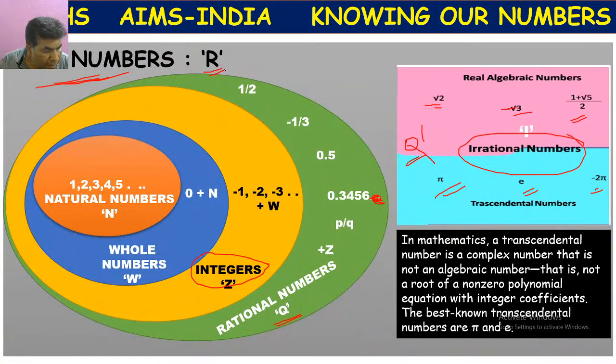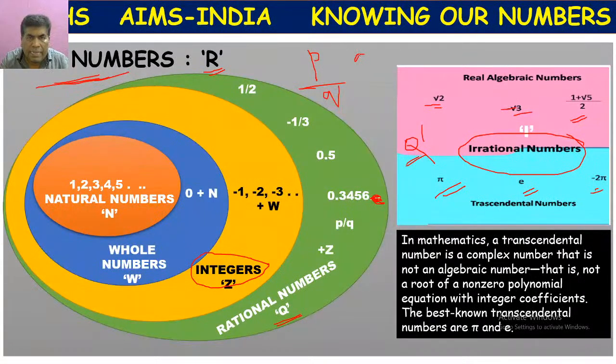Somebody is asking what is meant by rational numbers. Rational numbers are those which are in the form of p by q, meaning numerator and denominator. Numbers which are in the form of p by q are considered as rational numbers.